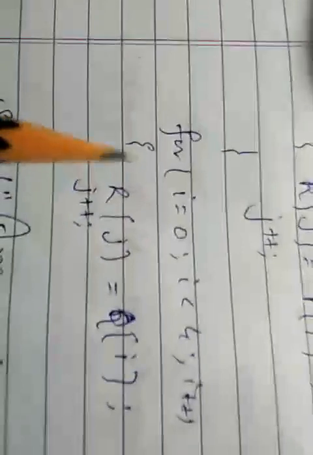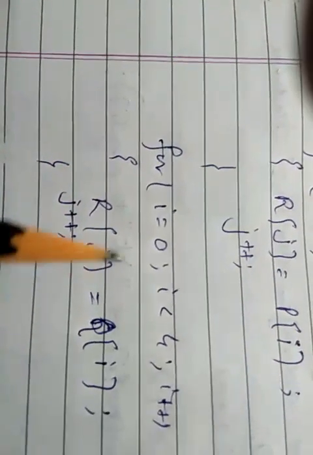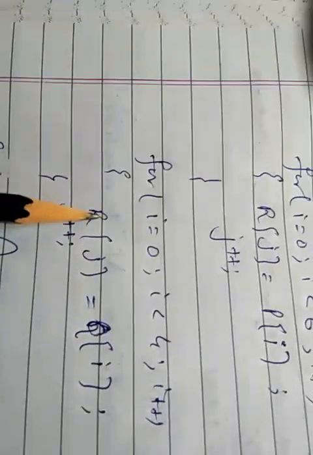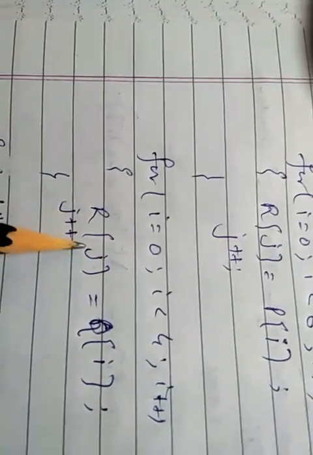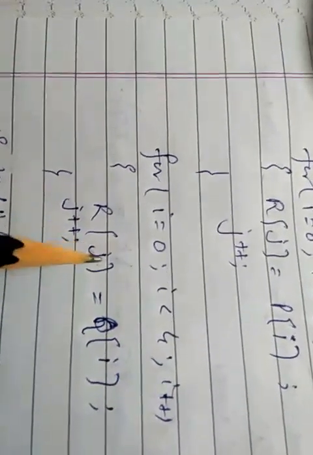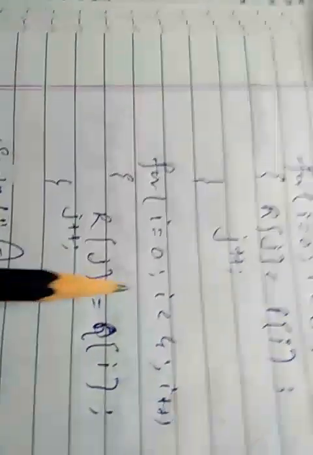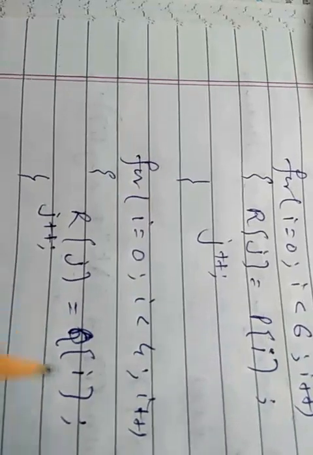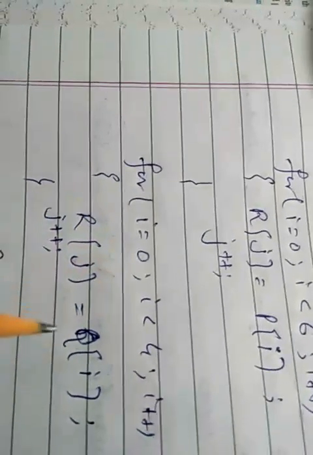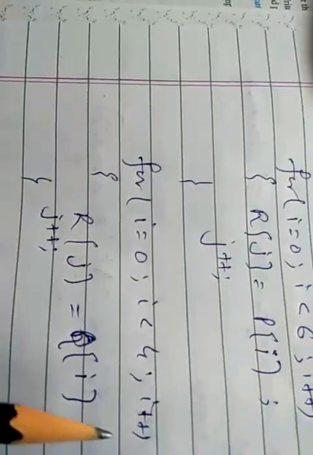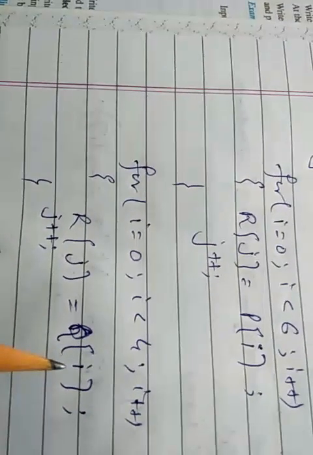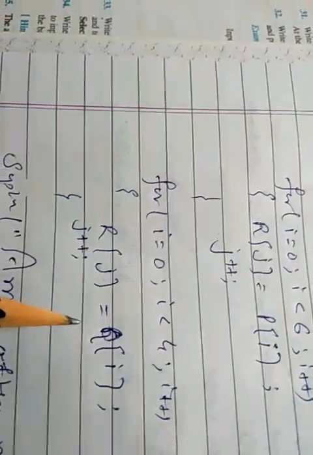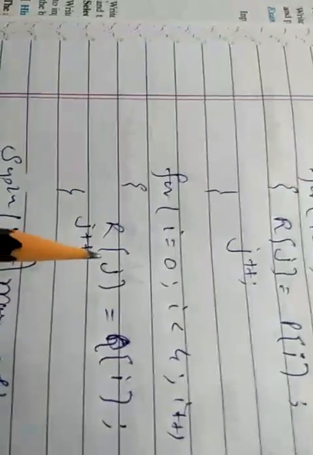And now we want all the elements of the Q array. So the loop will start from 0 to less than 4, i plus plus, and R of j equals Q of i. This is the most important part here. So j will start from the last position, which was incremented in the first loop, and Q of i will start from 0, because we want to read all the elements from the starting position of the Q array. So this will copy all the elements of Q into the R array.